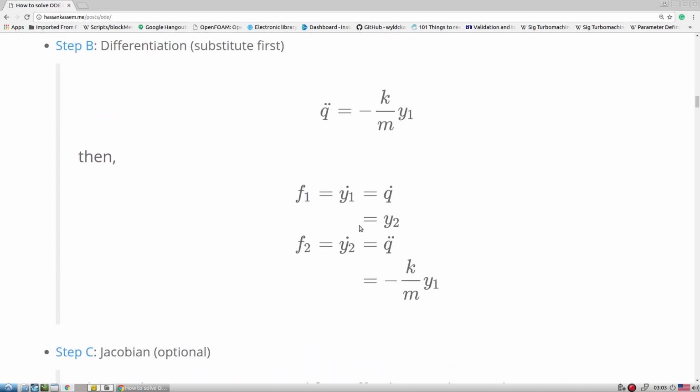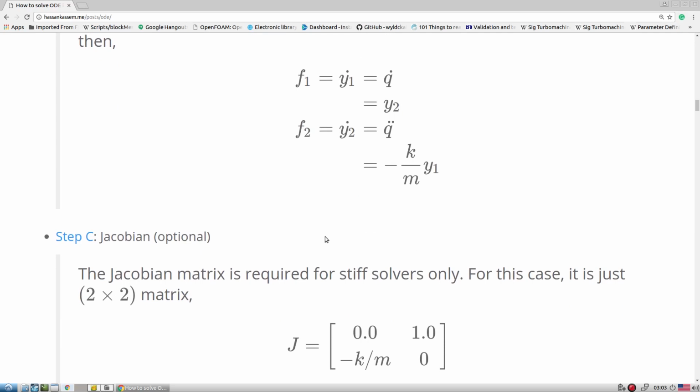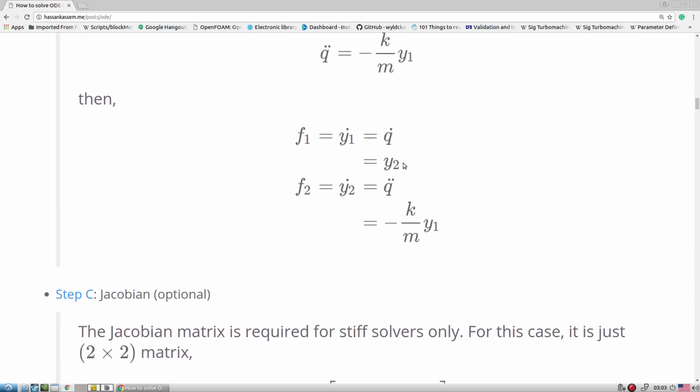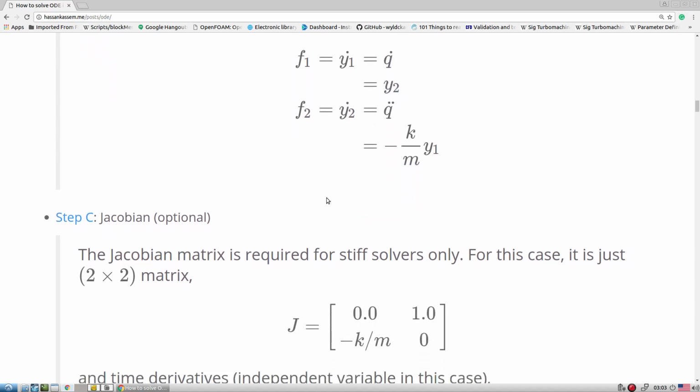So that means finally we have two equations that emerge. One equation is f1 equal to del y1 by del t, which is del q by del t. Second is f2 equal to del y2 by del t, which is equal to q double dot, equal to minus k by m y1. So that is how we constructed this.